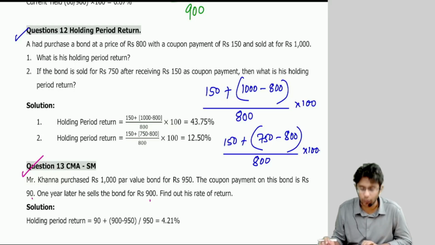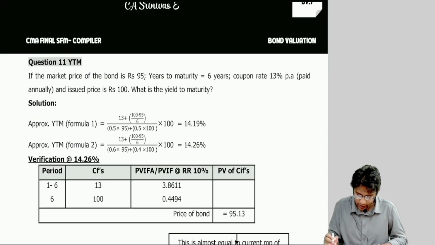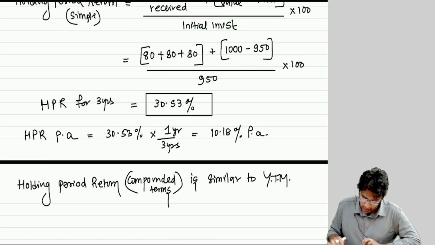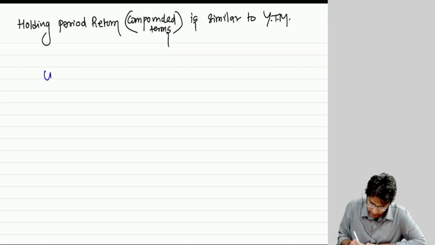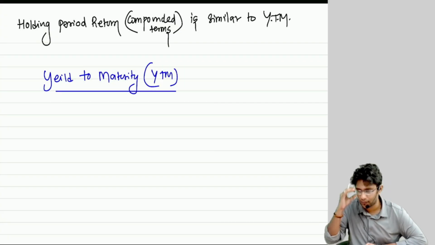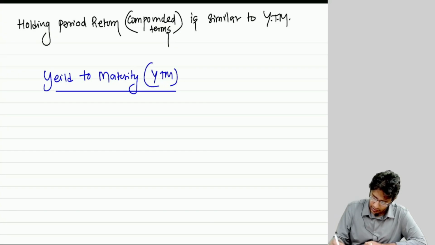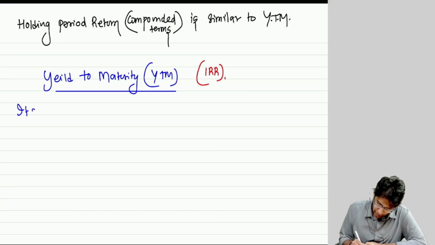Okay, guys. Now that we are done with current yield and holding period return, now coming to the main technique, which is called yield to maturity. First understand the characteristics of yield to maturity, then we will do the question. In very simple terms, yield to maturity is nothing but IRR.